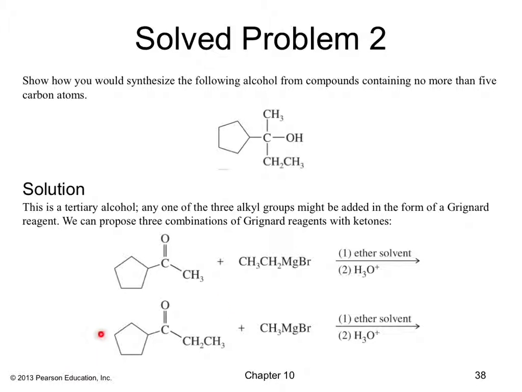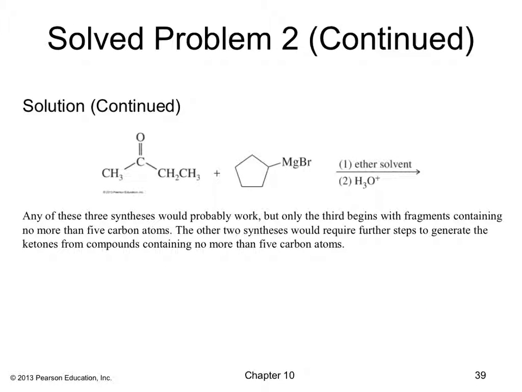then protonated water, or you can generate that same product by taking the cyclopentane ketone in ether and then adding methyl magnesium bromide in ether solvent to get the product.